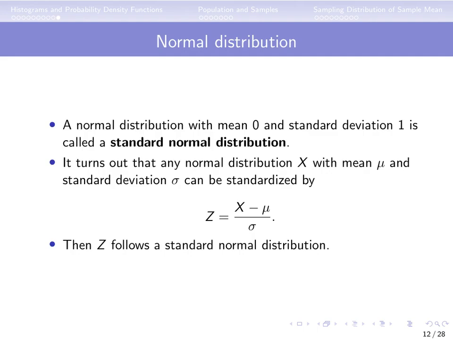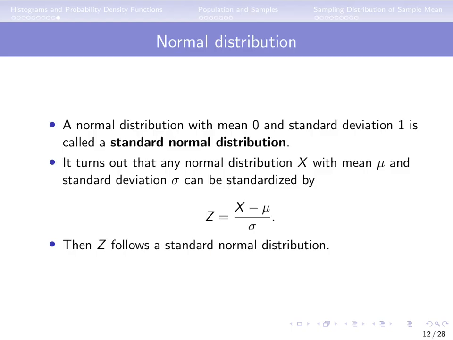A very special kind of normal distribution, if it has mean 0 and standard deviation 1, is called a standard normal distribution. It turns out that any normal distribution, whatever its mean and standard deviation, can be standardized by the following equation. If you subtract the mean from the normal distribution and divide it by sigma, this variable z will then follow what we call a standard normal distribution.